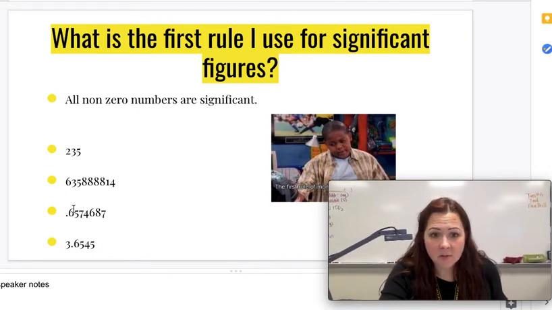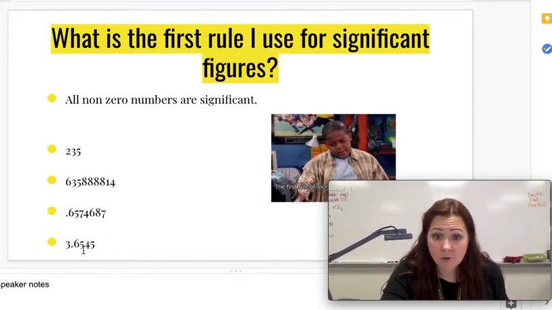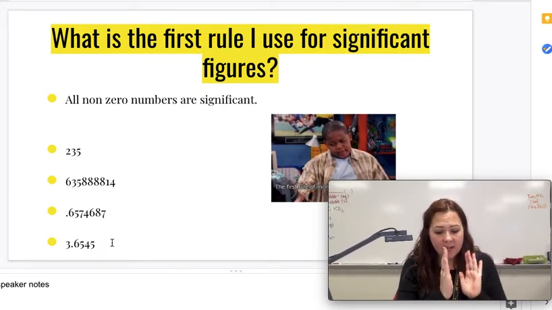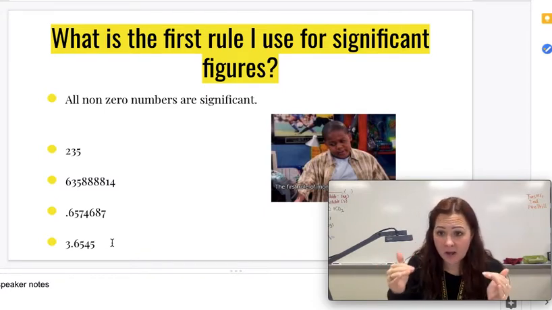This number here, underneath it, has a decimal, but that doesn't matter. This decimal that you have here, you're looking at the 6, the 5, the 7, the 4, the 6, the 8, the 7. Everything's going to count, so that number has 7 SigFigs. Yes, 7. Underneath that, again, we have a decimal, but that doesn't matter. I'm looking at the 3, the 6, the 5, the 4, the 5. That number has 5 SigFigs. So look at each digit individually. If something is a digit 1 through 9, it counts.